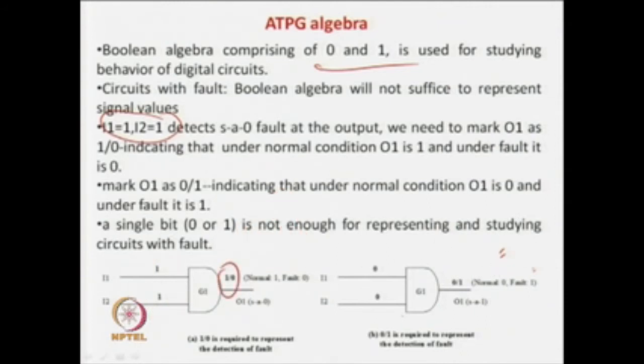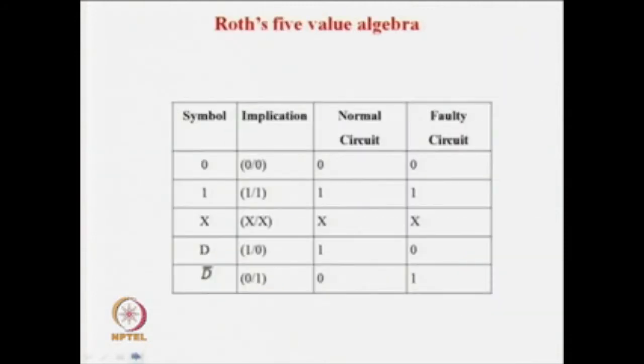Similarly, if it is an OR gate, we apply 0 0, then we can easily detect a stuck at 1 fault over here, because in the normal case the answer is 0, fault case the answer is 1. But to represent these, we require some special symbols. So, that is the motivation for requiring extra symbols, or a higher order algebra, for ATPG generation.